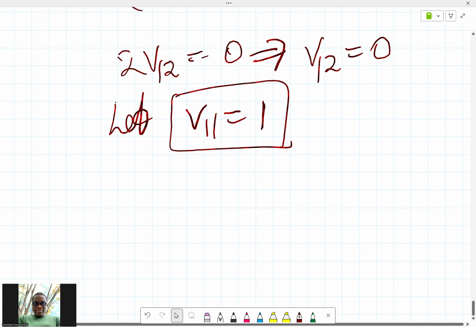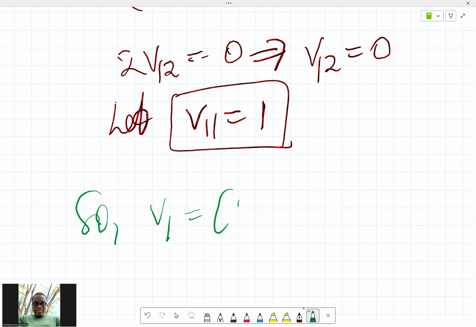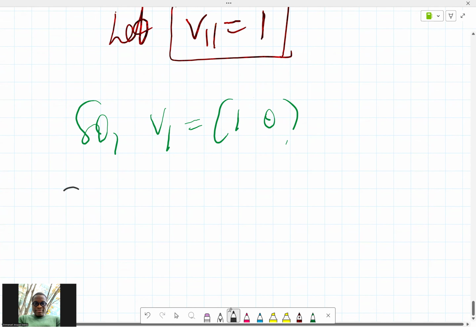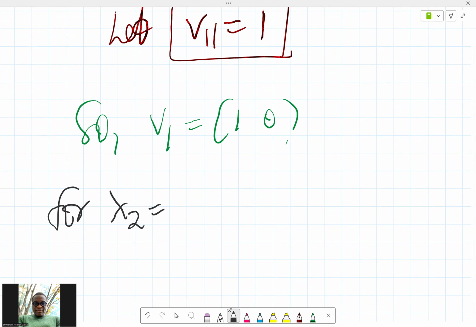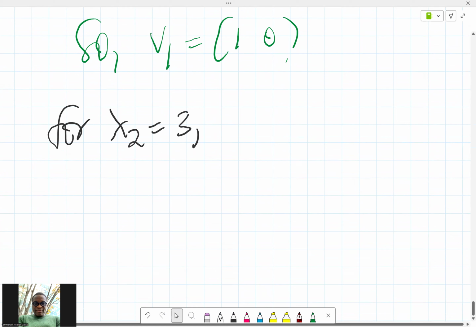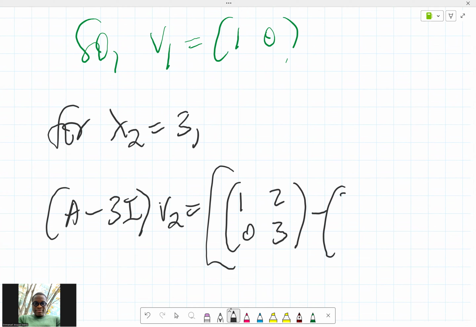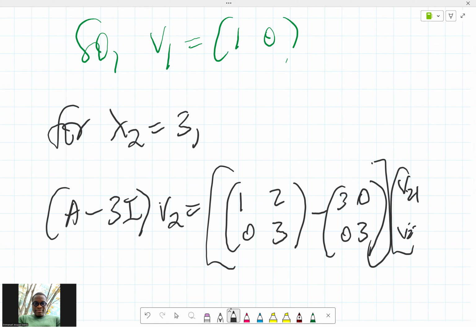So v1 is equal to 1, 0. Okay, we have that. Then for next we have lambda 2, which is equal to 3 that we also got. So we have A minus 3I v2 equals, now again A is 1203, minus 3003 into now v2, right? That's v21, v22. All of this equals 0, 0.